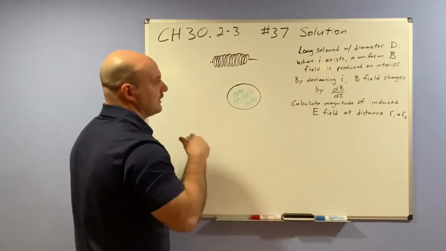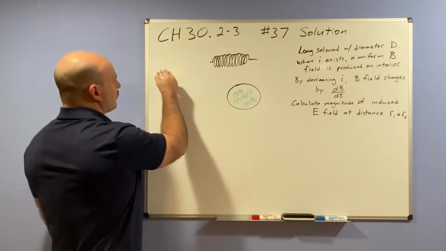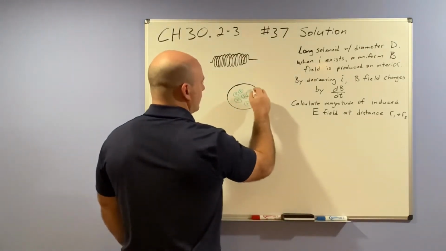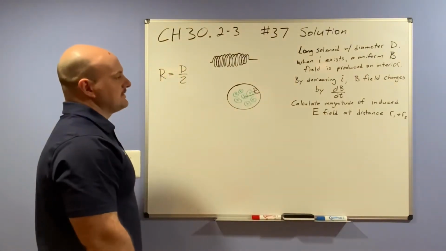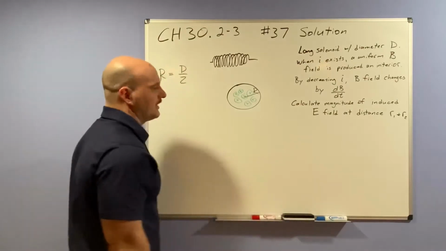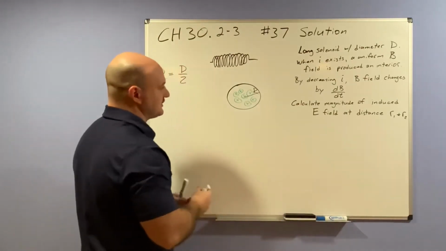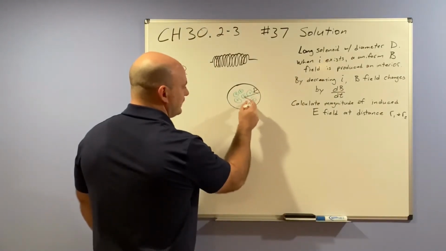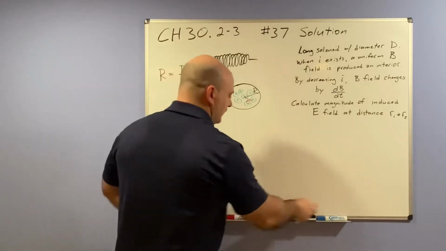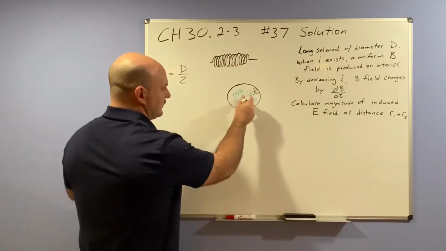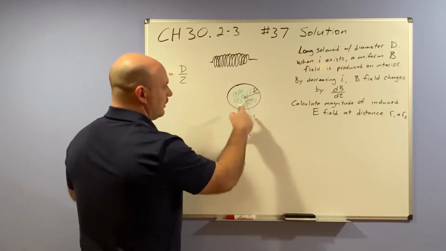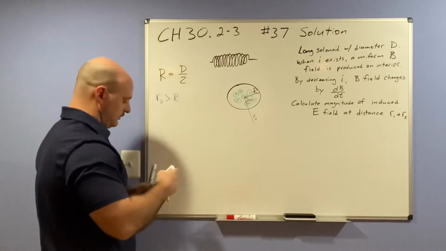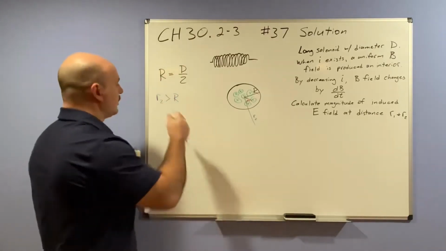The diameter of the windings is given, so we know that the overall radius is going to be half the diameter. This is our radius, big R. We're asked to find the magnitude of the electric field at two different distances. One, R1, is inside the windings. And next, R2 is somewhere else, out at a distance out here, where R2 is larger than the radius R of the windings, and R1 is less than R.